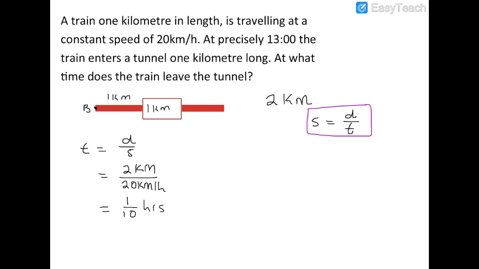So since this is obviously less than an hour, we need to take this to minutes because we need to calculate at what time the train leaves the tunnel. So we multiply this by 60 to take it to minutes, and we get 6 minutes. So precisely at 13:06, the train will leave the tunnel. Okay.